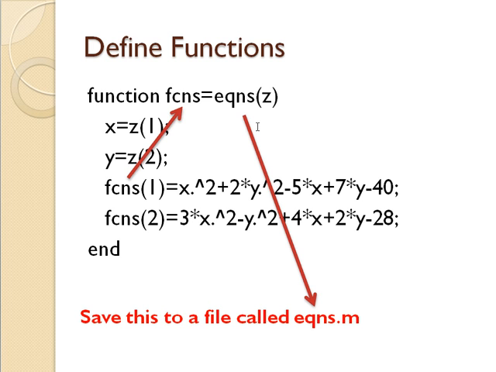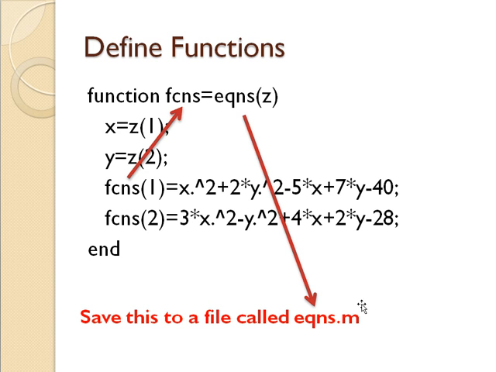So let's just reinforce that. EQNS is the name of the function, and when I save this script, I call it EQNS.m, or I just save it in with the same function I'm going to call. I'll show you that later. But anyway, you could save this as EQNS.m, and then you could solve it that way.